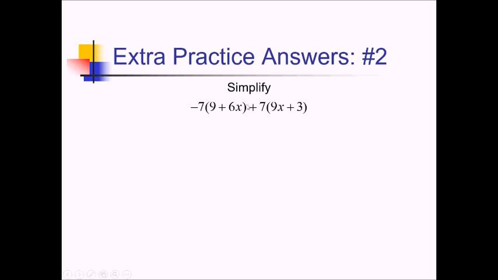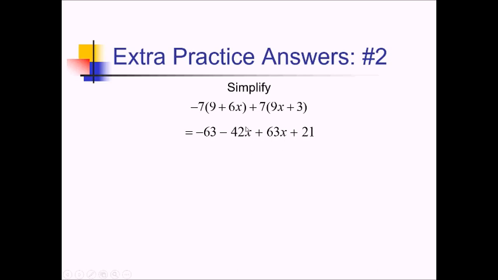To simplify this problem, we will start by distributing these numbers outside the parentheses to the numbers inside the parentheses, since we have multiplication on the outside and addition or subtraction on the inside. So we've got negative 7 times 9 giving me negative 63. Negative 7 times 6x, that's going to be negative 42x. And then over here, this 7 gets distributed, so we have 7 times 9x, which is 63x positive. And then 7 times 3 gives us positive 21.